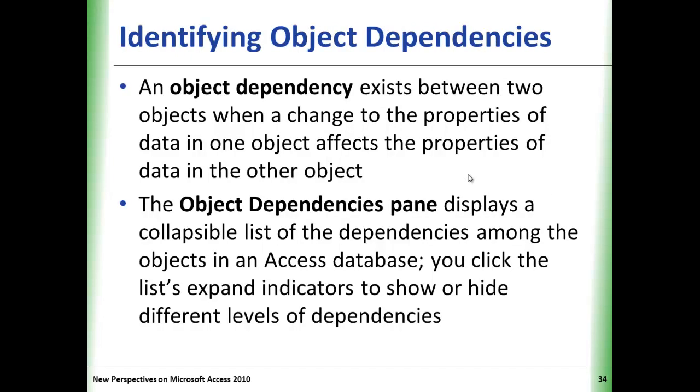Object dependencies. We've seen this when we created referential integrity. Tables are dependent on another table, and also when I create a query based on a table, now that query is dependent on that table. When I create a form that is dependent on the query, the form is also dependent on the table. And the object dependencies window will show us how these objects are dependent, so that if I were to change the table, I could see all of the dependent objects that would be impacted as well.